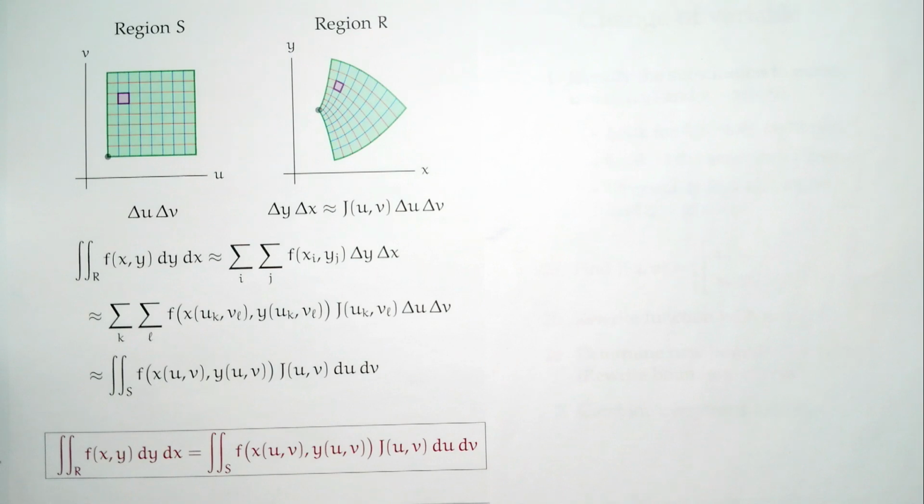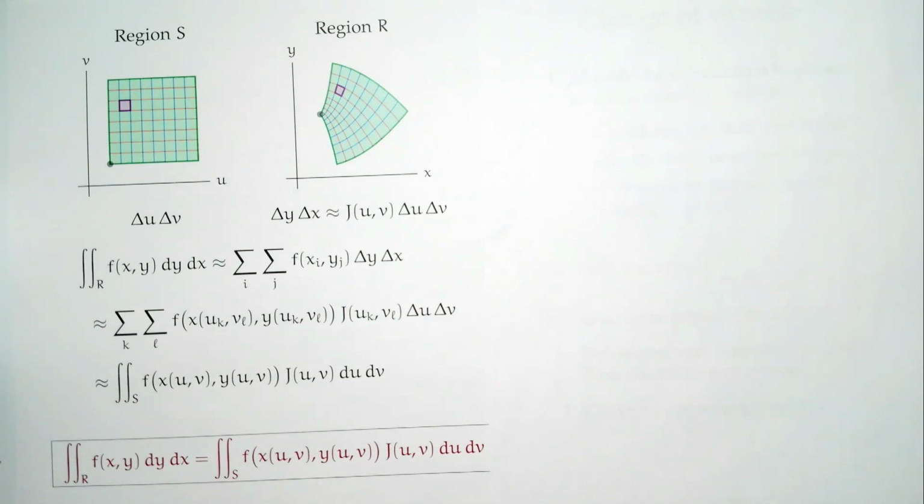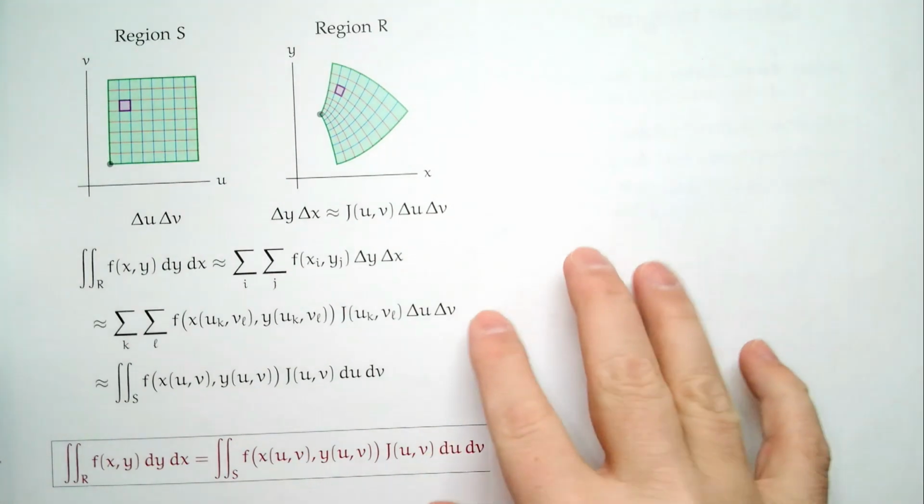All right, so that's the idea. This Jacobian of uv acts the same way as when we did substitution in single variable calculus. We had the derivative term showing up. That's what the Jacobian is doing.